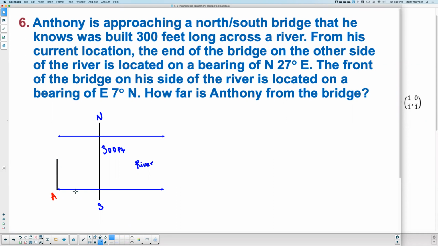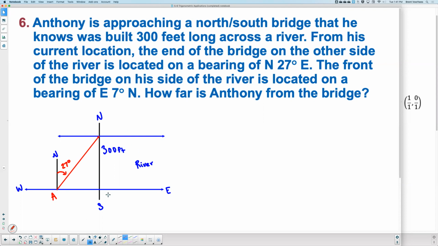He would have his own north, east, south, west system that he's looking at. Here's his north. This would be his east, south. West would obviously be this way. If this river continued on past him like that, he's going to look and find out that the point across the bridge is north 27 east. So this would need to be 27 degrees. So north 27 east. That's what Anthony determines that this length is, north 27 degrees east.